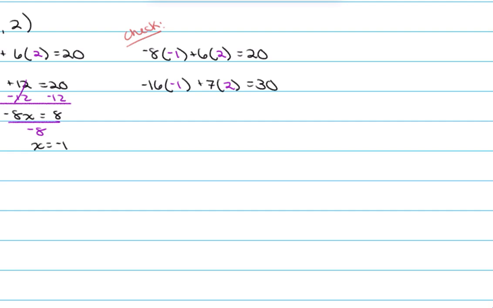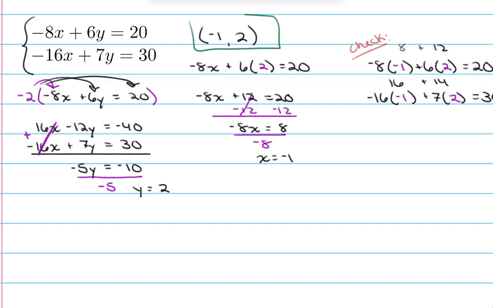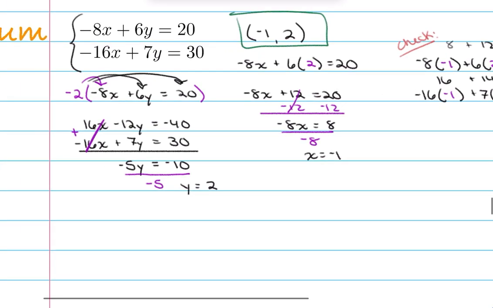I end up with a positive 8 plus 12. 8 plus 12 is 20 equals 20. That's a true statement, so I'm halfway there. And then negative 16 times negative 1 is a positive 16 plus 14, which equals 30. I'm all the way there. So I know that negative 1, 2 is my solution for this. Okay? All right, we got one more example to go.